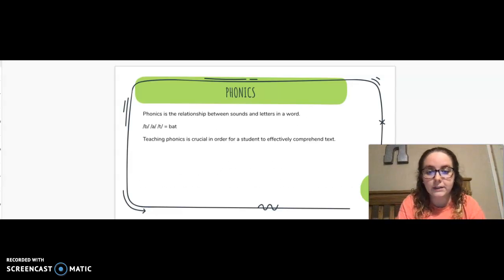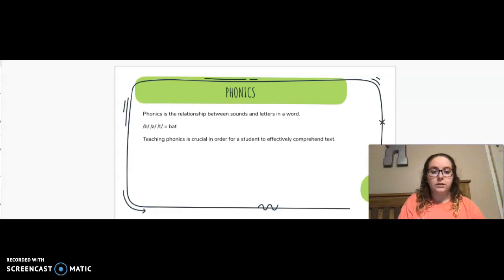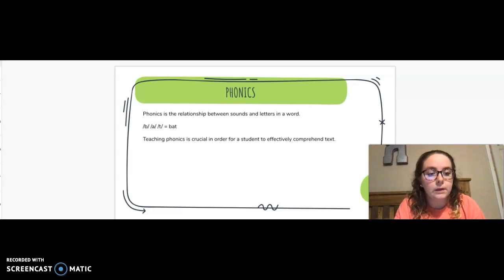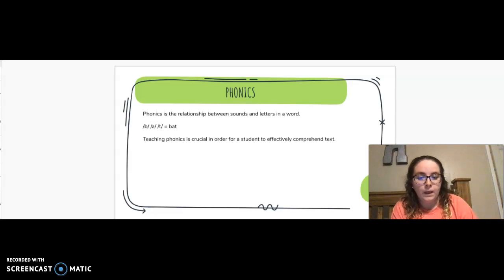We next have phonics, and that is the relationship between sounds and letters in a word. So b-a-t equals bat. And teaching phonics is crucial in order for a student to effectively comprehend a text. And so phonics focuses mainly on sound-to-speech relationships, and it is associated with print. And when a student does not understand phonics, they miss a crucial part, and it will forever affect their learning.